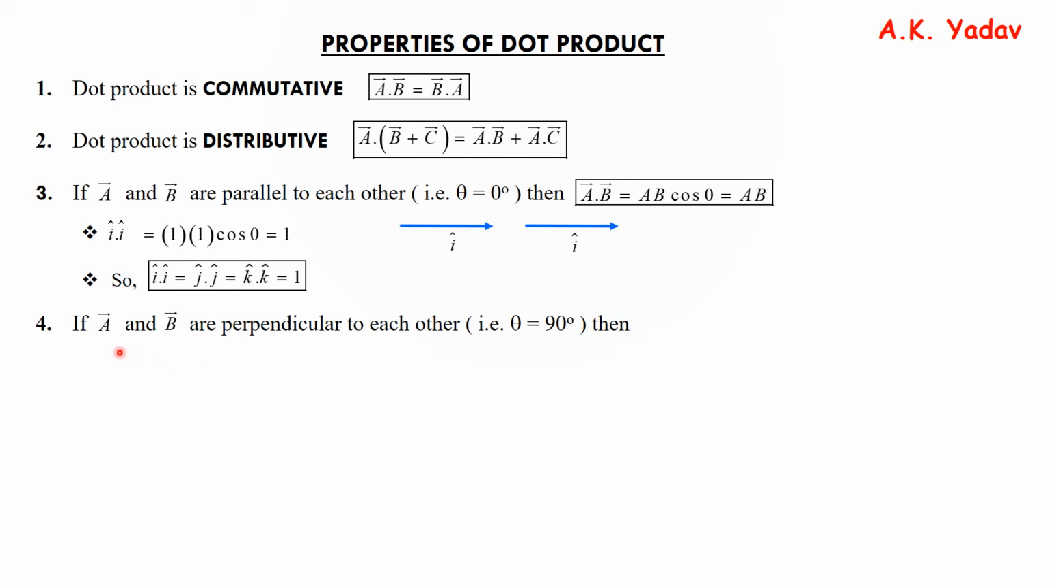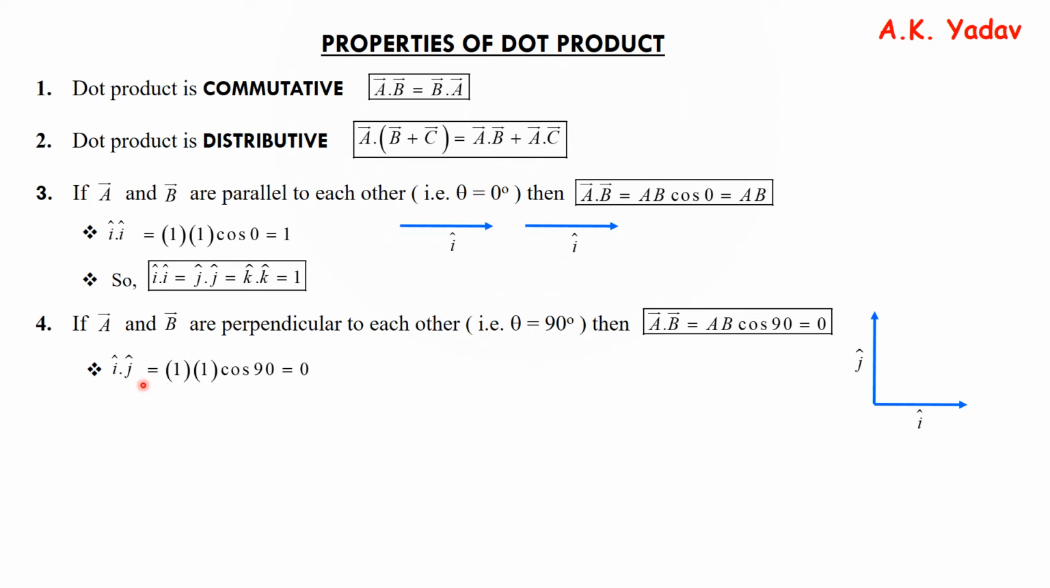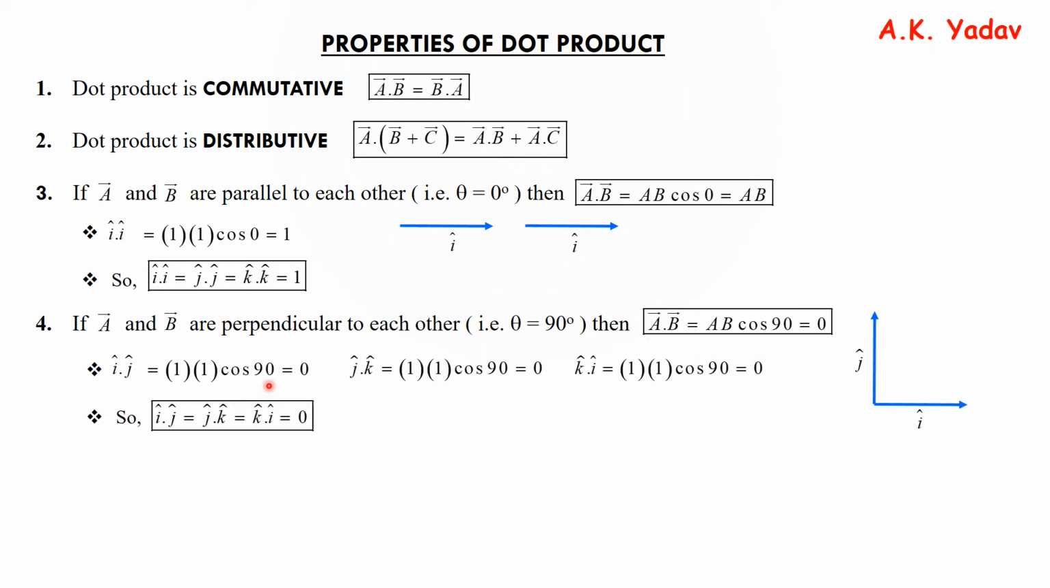Now if A and B are perpendicular to each other, that means theta is 90 degrees, then A dot B is equal to 0 because cos 90 is 0. Now what about I dot J? I and J are perpendicular, so we can say the magnitude of I is 1, the magnitude of J is 1, and cos 90 is 0. So we get I dot J is equal to 0. Similarly, J dot K is 0 and K dot I is also 0. So we can say I dot J, J dot K and K dot I are all equal to 0.